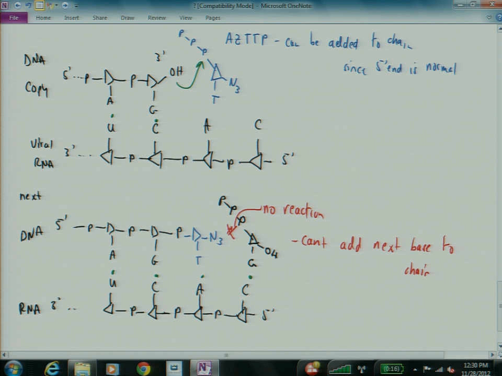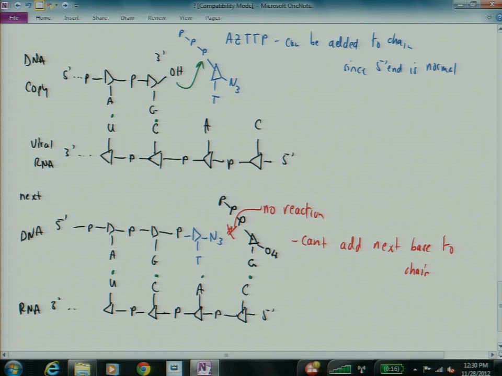this would be fine, except when you go to add the next base, the enzyme is expecting an OH here, so it can covalently bond. It's not an OH anymore, it's an N3. And when you take organic chemistry, you'll know why. You have to take my word for it. That cannot make a bond to a phosphate. So the chain stops here. It cannot grow any longer.